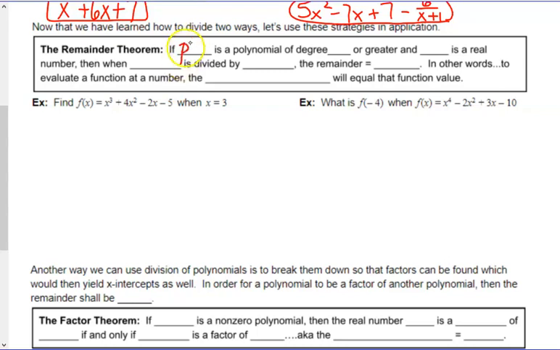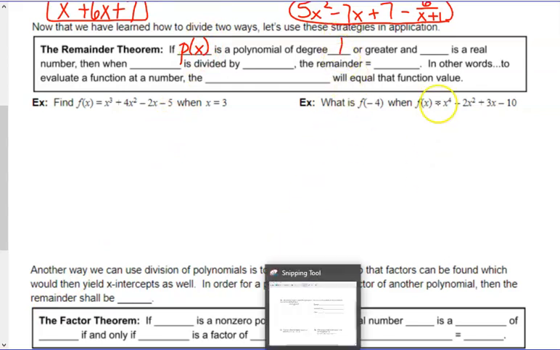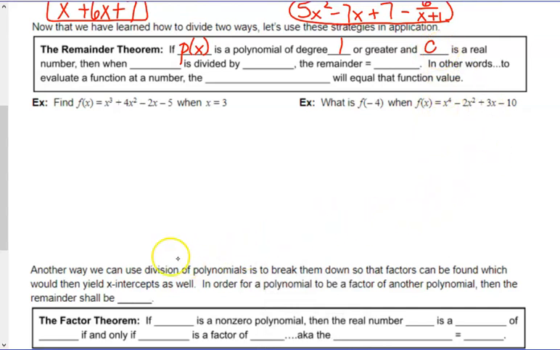So, the Remainder Theorem says this. If I have some polynomial p of x of degree 1 or more, and c is a real number, then when p of x is divided by the binomial x minus c, the remainder is equal to p of c. Now, let's talk about that notation. P of c means that I take that number and plug it in for c, or actually plug it into my function for x, and then I work it out.